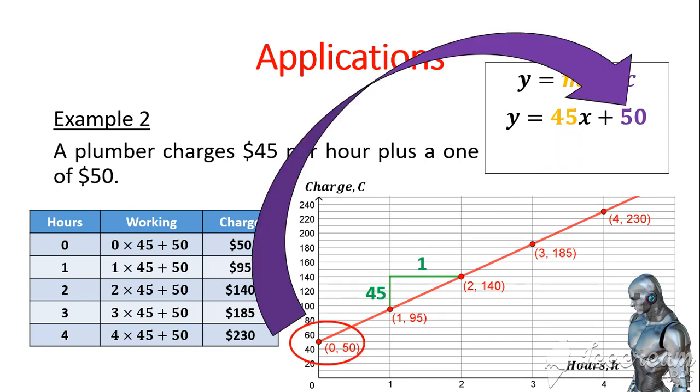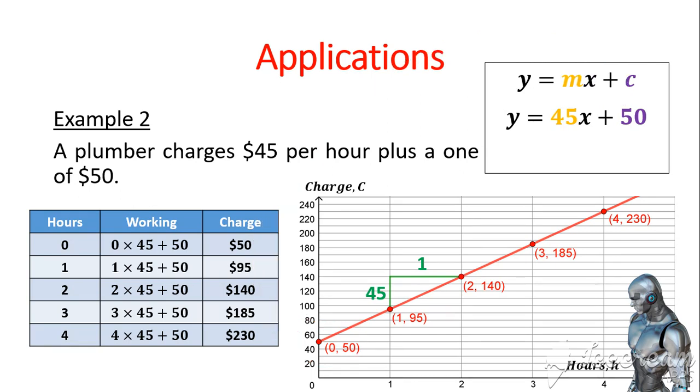The y-intercept is 50, passes through 50. That's that one-off travel fee when we have 0 hours. So our formula is y equal to 45x plus 50. Now again, this is an application, so we're going to replace the y with c for charge, and we're going to replace the x with h that represents hours. So the formula is c is equal to 45h plus 50.